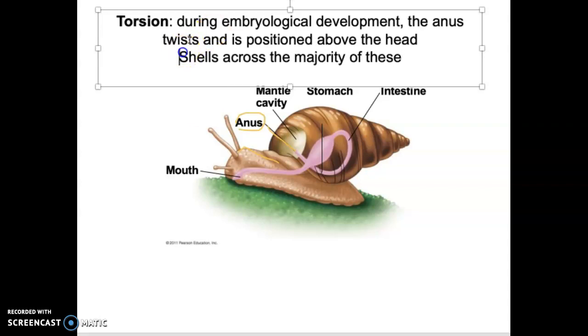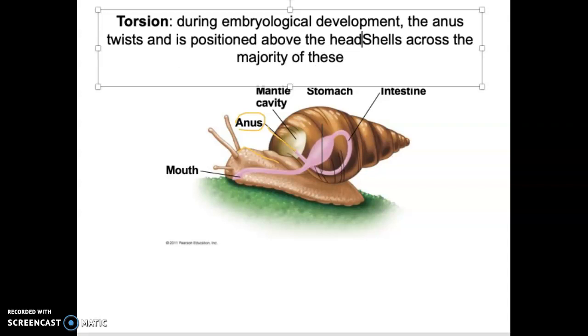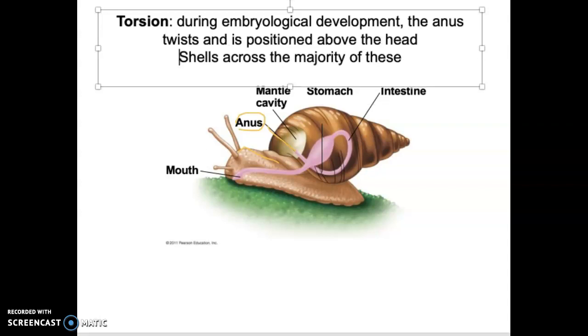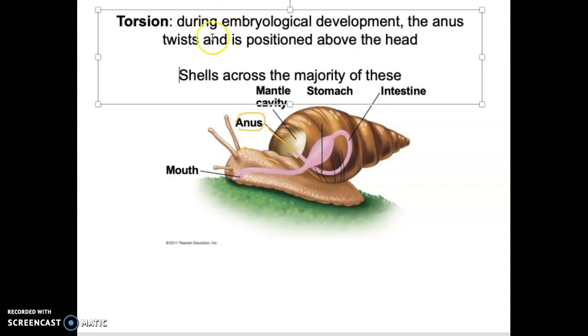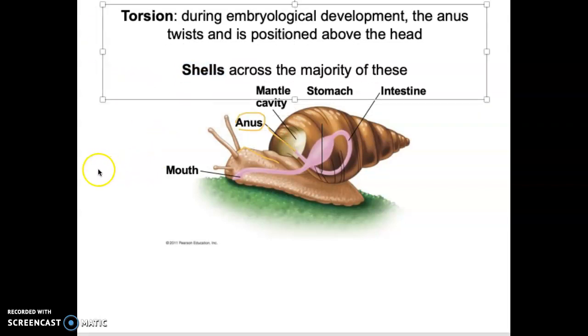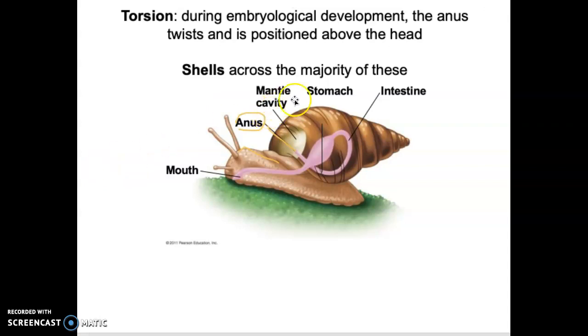there are going to be shells across the majority of them. So like I said, there's always some exceptions, but torsion is a big, big key feature. Typical snail's got a shell. Typical marine snails, queen conchs, etc., all have shells.